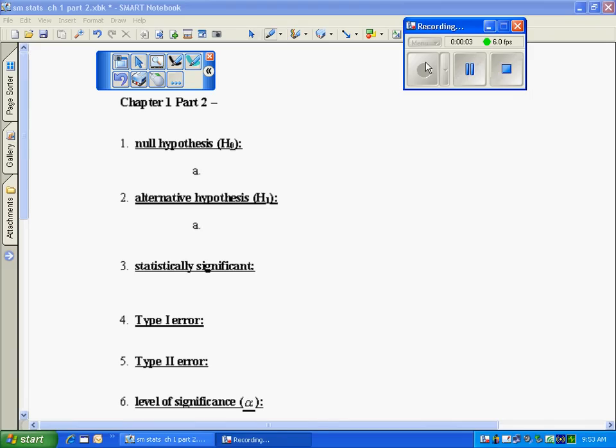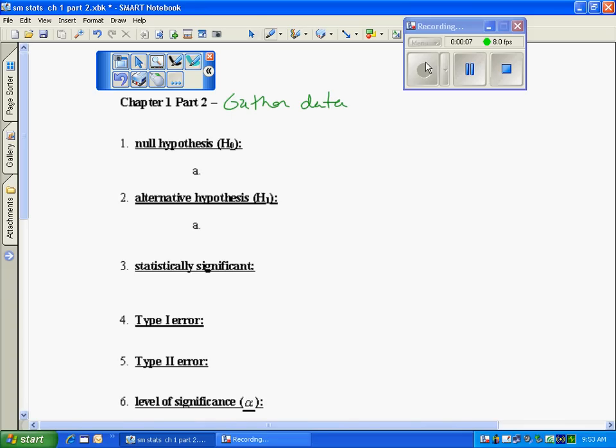Chapter 1, Part 2. We're going to be, again, gathering data, our evidence, and we're going to use this to make decisions. So I'm just going to go collect my evidence. We're going to make a decision based on my null. My null is a statement of no difference. In other words, it is status quo.